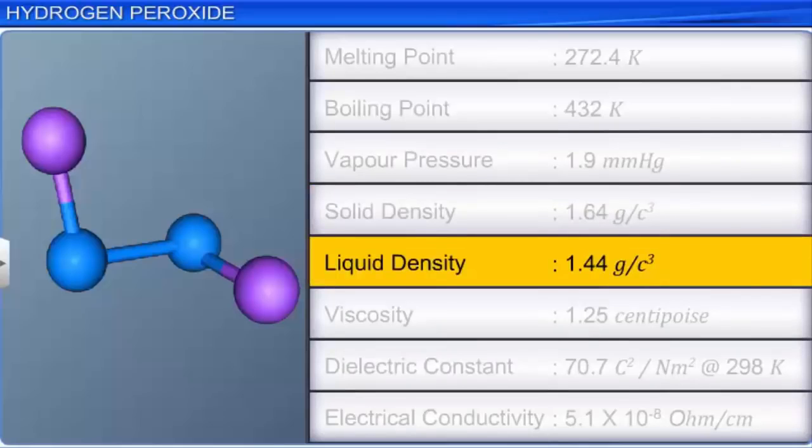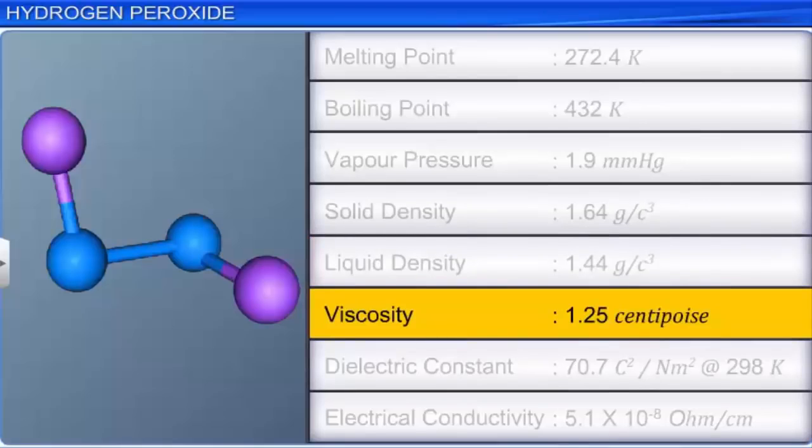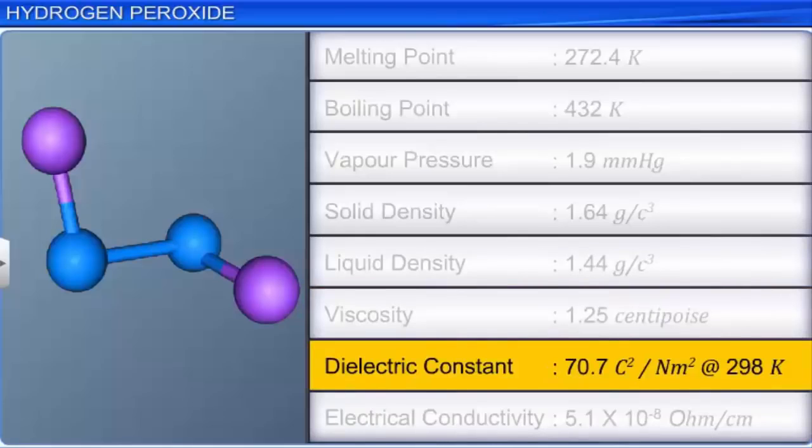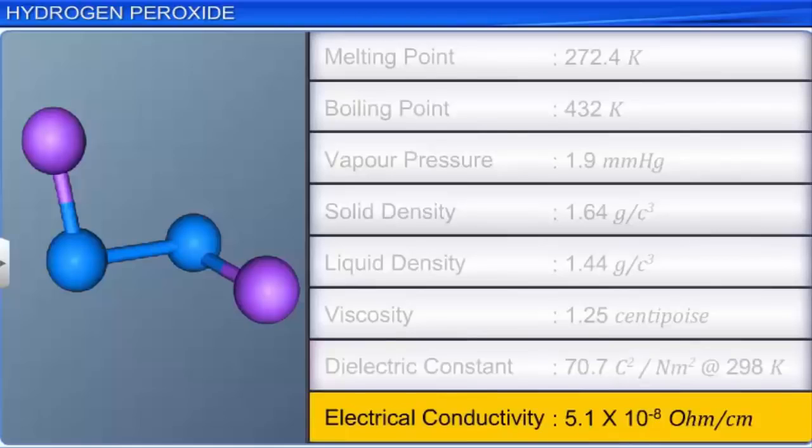Its viscosity is slightly higher than water at 1.25 centipoise. Its dielectric constant at 298 Kelvin is 70.7 coulomb square per Newton meter square. And electrical conductivity is 5.1 into 10 raised to minus 8 ohm per centimeter.